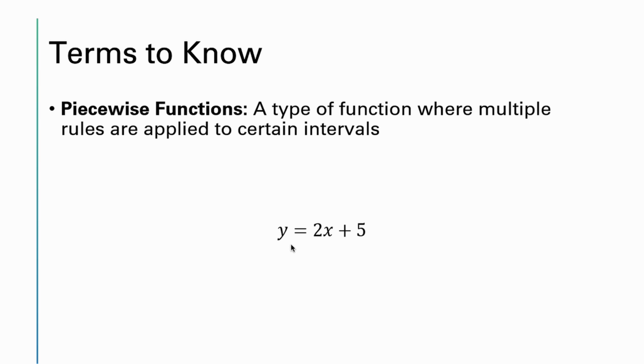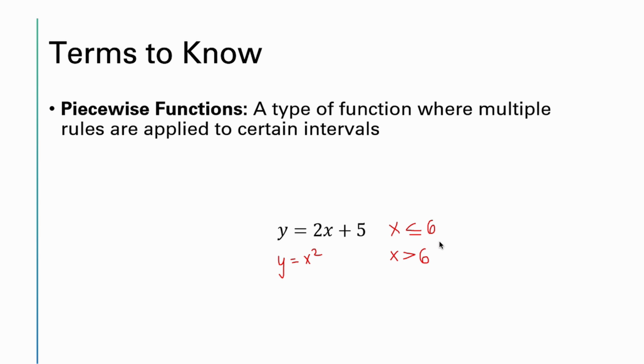So an example of a piecewise function would be, let's keep this one, y would be equal to 2x plus 5 only if x is less than or equal to 6. And then a second rule or a third rule or however many rules you want to add would make it a piecewise function. So let's just add another one for an example. y would equal x squared if x is greater than 6.